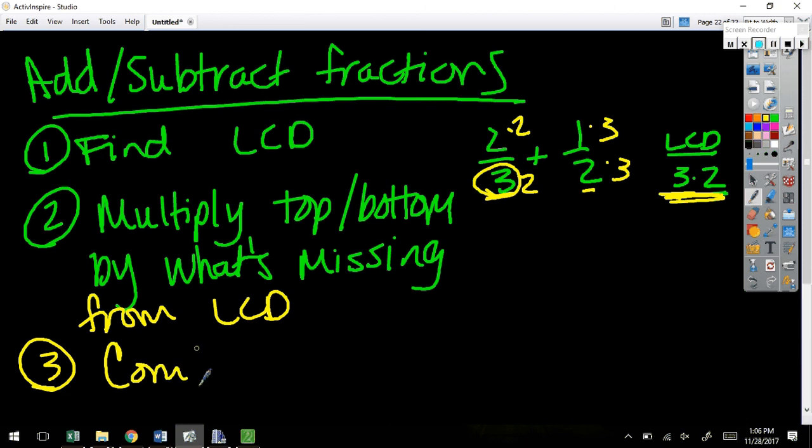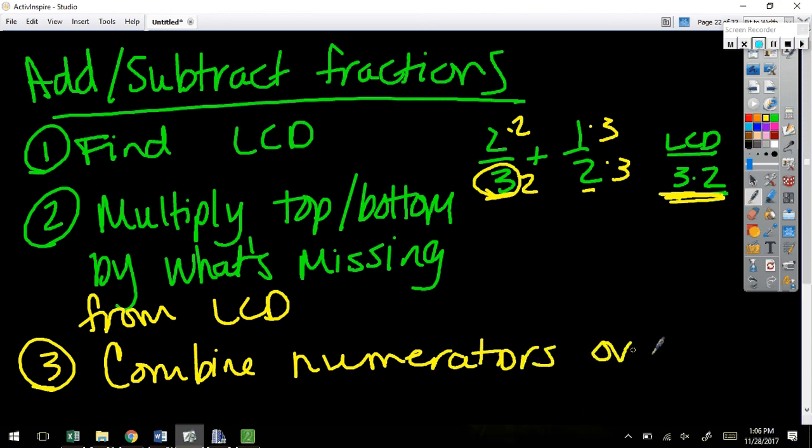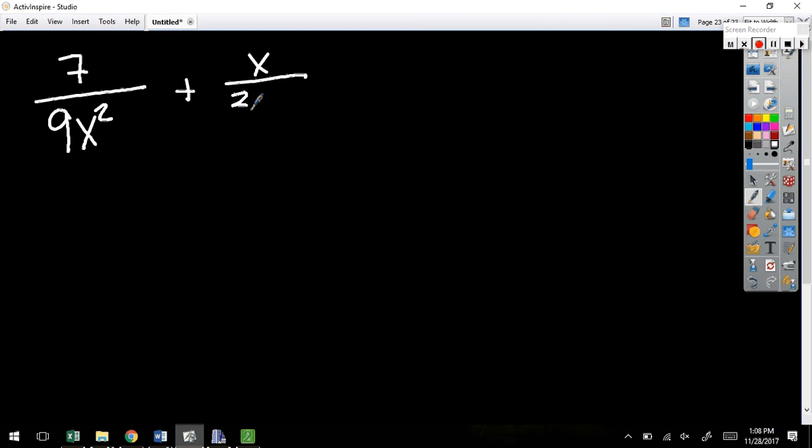And then we combine the numerators over the LCD. The rules of adding fractions are going to be the same. All right, 7 over 9x squared plus x over 3x squared plus 3x.